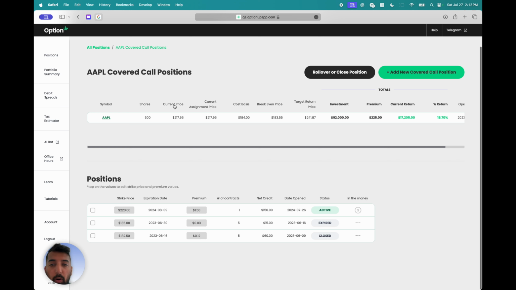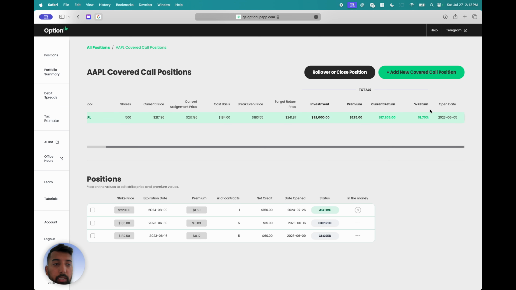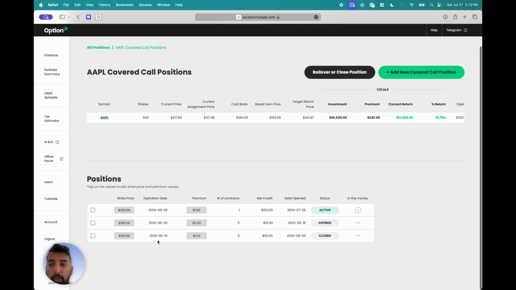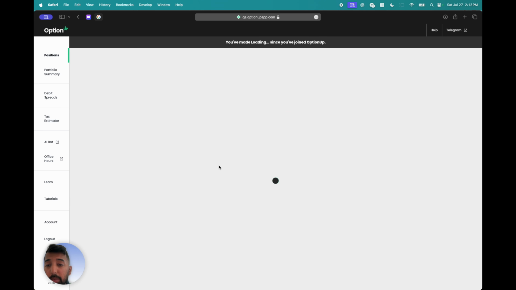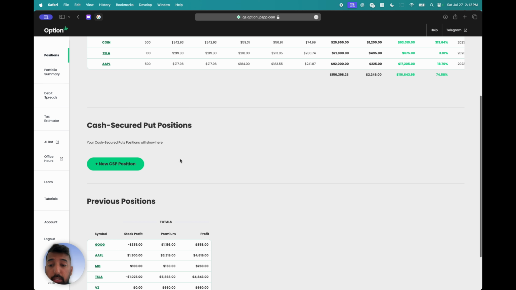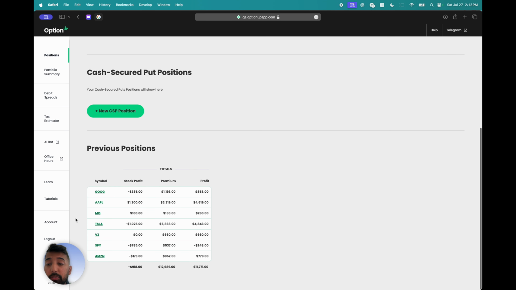I can see overall my current stock position and how that investment is faring. And I can compare that with the rest of my investments. You can do the same thing with your cash secured put plays. And then this view is also really cool. It gives you an overall previous positions overview.